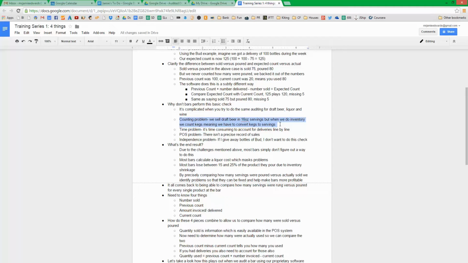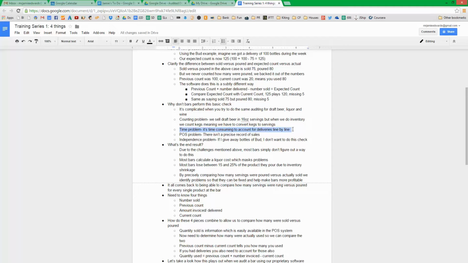And so that's one challenge: we've got this mismatch between the units we count in and the units we sell in. And we need to convert one to the other in order to be able to do this calculation. The second problem, or reason bars aren't doing this, is basically just a straight time problem, which is that it's time consuming to do this.